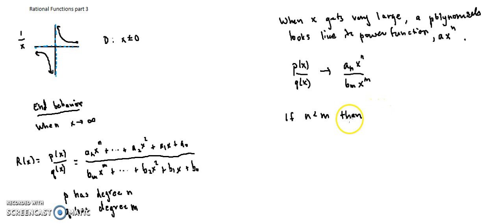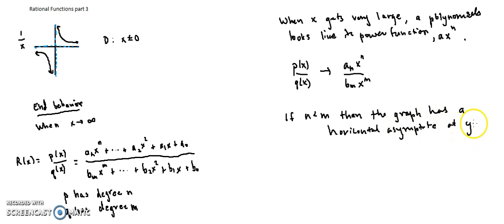So what we say is, if n is less than m, then the graph has a horizontal asymptote at y equals 0. Okay, just like we saw with 1 over x, we end up with a horizontal asymptote at y equals 0. These numbers out on the end, when x gets bigger and bigger, are going to get closer and closer to 0.